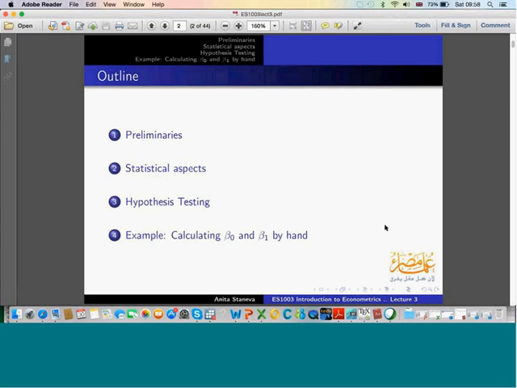So the outline is as follows. We're going to look at some preliminaries, the statistical aspects of the regressions. I'll show how we test hypotheses and some examples of how to calculate the beta 0 and beta 1 by hand.